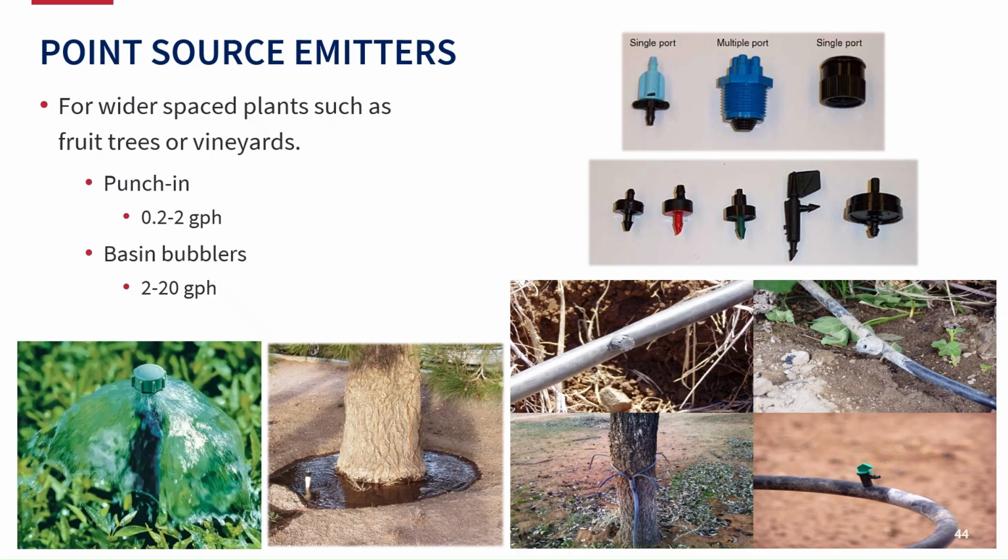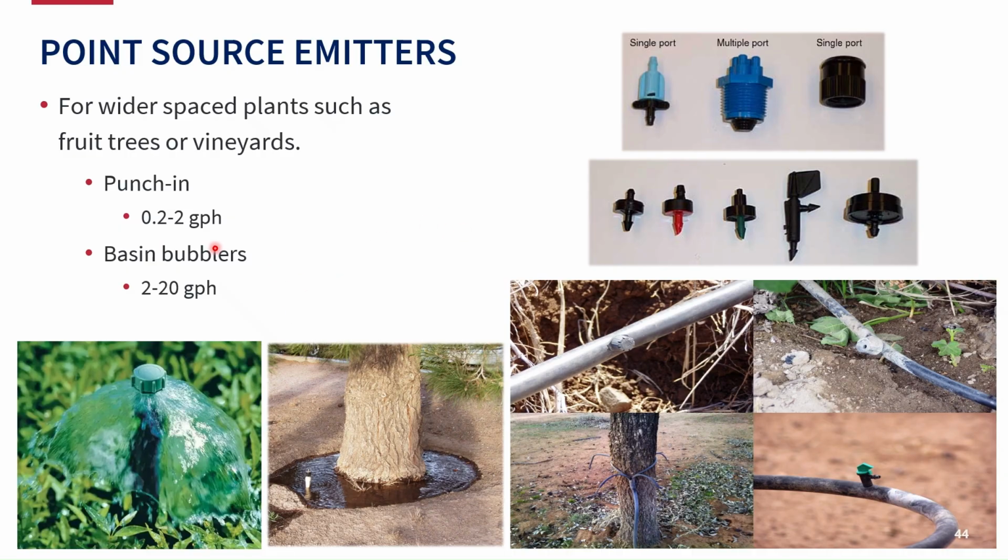Showing some examples of point source emitters that we may see out in the field. As we stated, point source emitters are typically used for wider space plants, really good examples being fruit trees or vineyards, right? We may have some punch-in emitters for lower flow rate applications that are punched into that thicker wall drip hose that's run along as a lateral line.